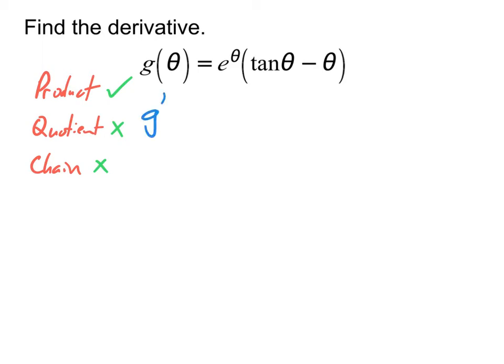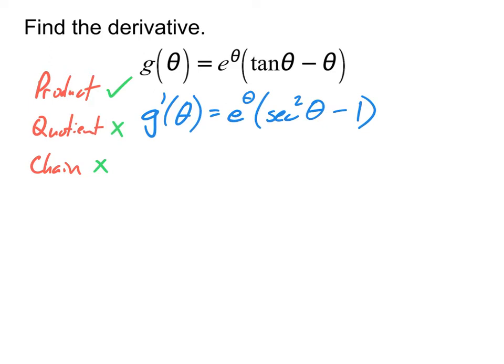So we're going to go g prime of theta equals product rule, original times derivative, right? So we're going to do original e to the power of theta times the derivative. What's the derivative of tangent? So yes, that's going to be secant squared of theta there, minus the derivative of theta. What's the derivative of theta? 1. Because of course that's just 1 theta, so that's the same as if it was the derivative of 1x, it's just 1. All right.